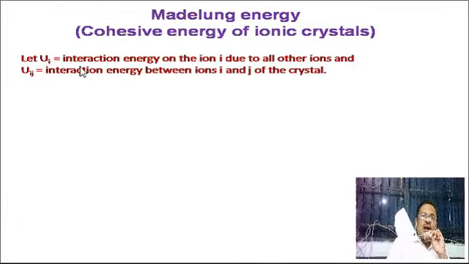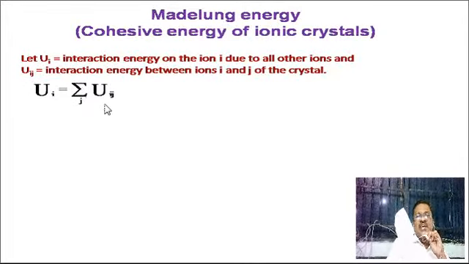Now let Ui be the interaction energy on the ion i due to all other ions, and Uij be the interaction energy between ions i and j of the crystal. Therefore, the interaction energy on ion i due to all other ions will be Ui equal to summation over j of Uij.